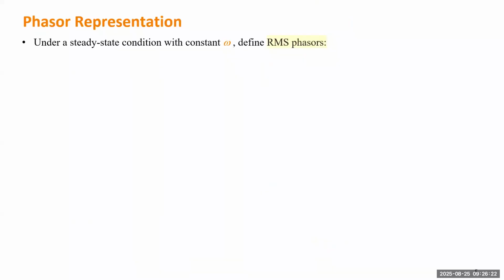Okay, so now we're ready to define a phasor for power systems. We assume a steady state condition with constant frequency omega. We define an RMS phasor, not a peak phasor. The peak value and the phasing angle are really important, but for the convenience of calculating power, the RMS values of voltage and current are more useful than peak values. So we define the RMS phasor, which means we keep the angle of the voltage and current and also the RMS value of voltage and current.